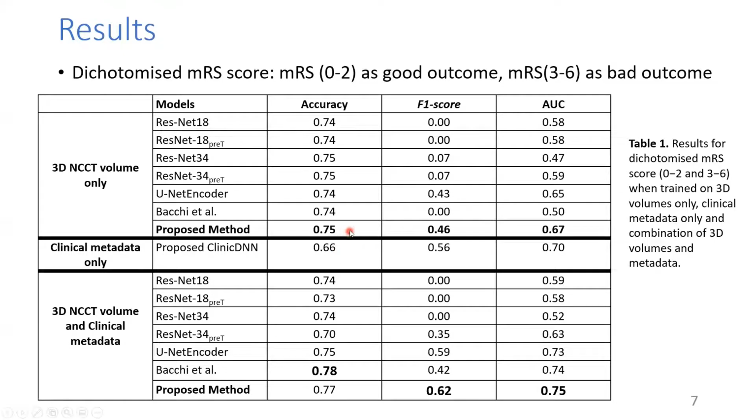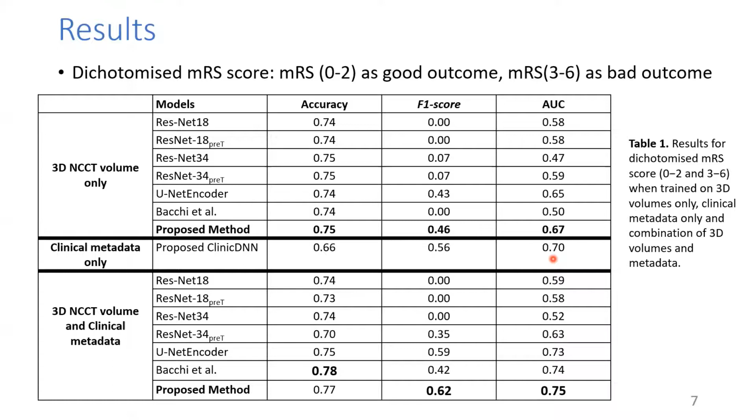As can be seen, when training was based on 3D NCCT volumes only, our proposed model performed best, with 75% accuracy, 0.46 F1 score and 0.67 area under curve, while other networks performed significantly worse in F1 score and area under curve. Our simple clinical deep neural network that used only clinical metadata performed better than the model using NCCT volumes.